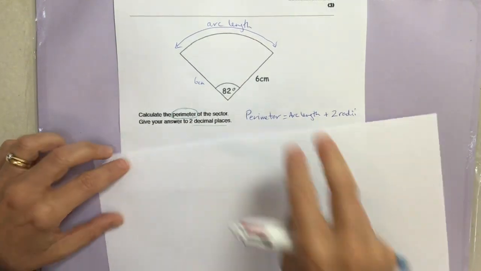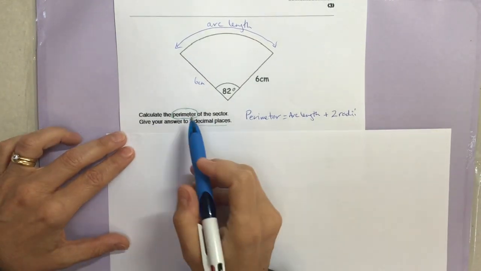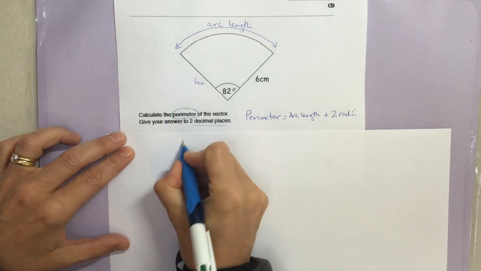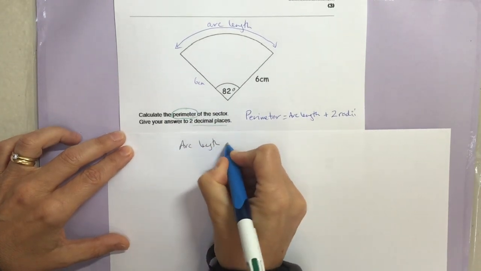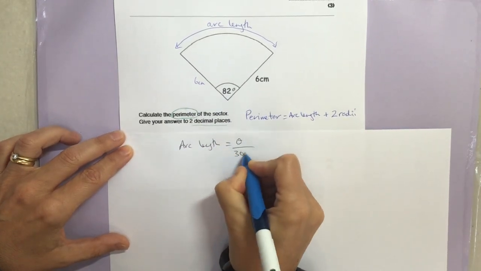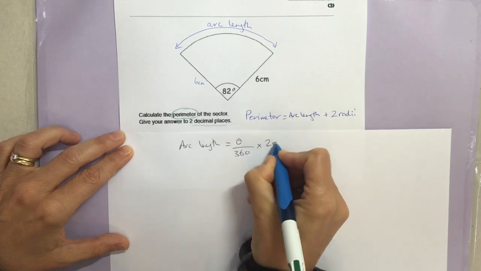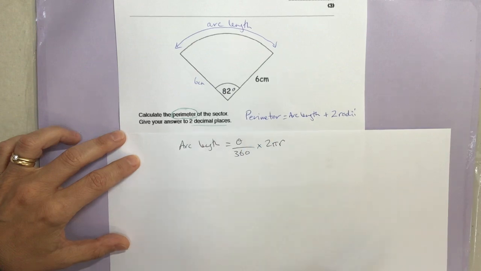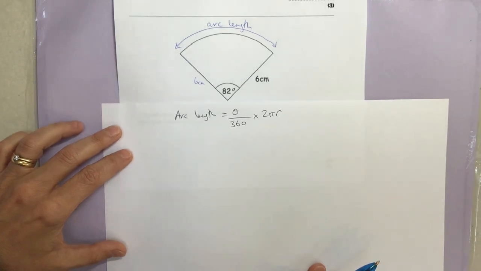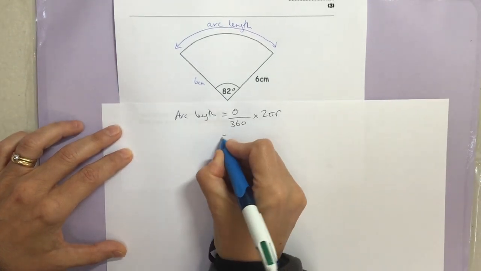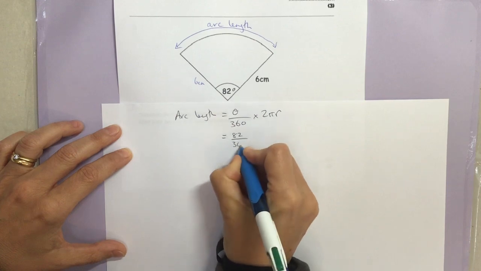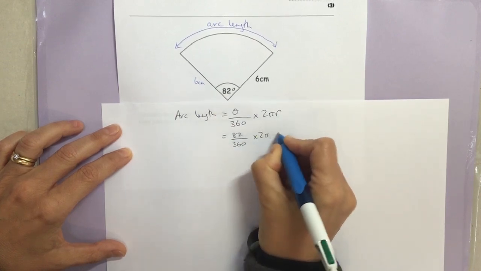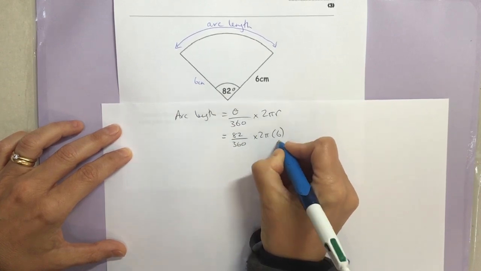So again, we're going to use our formula, arc length equals theta over 360 times 2 pi r. And it's always a good idea to write out your formula so that the examiner can see what you're doing. But also, the more you write this out, the more likely you are to remember it. Okay, I'm just going to move this up so I can make sure it's in the shot there. So arc length is going to be 82 over 360 times my 2 times pi times 6.